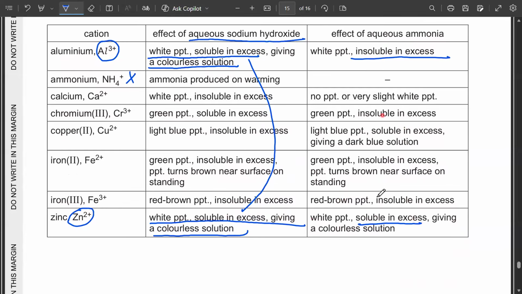So this shows that the compound had the zinc ion, not the aluminum ion, because sodium hydroxide could not differentiate these two, but it did differentiate from the rest of the cations. But by performing the reaction with ammonia, it has differentiated between the aluminum ion and the zinc ion. So we had the zinc ion in the compound.